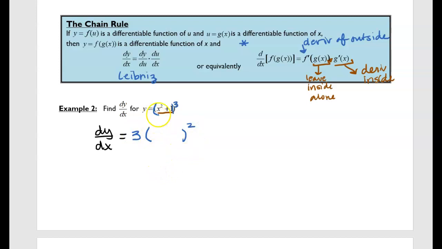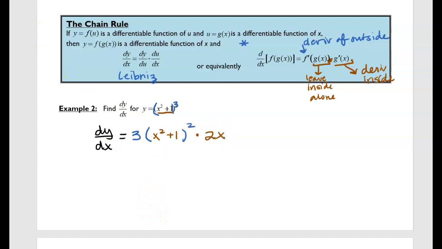So I can pretty much just ignore the inside right there. I'm just taking the derivative of the outside function. Then I leave the inside function alone, x squared plus 1. Then the last step, I'm going to multiply by the derivative of the inside. So when I look at the x squared plus 1, the derivative is 2x.